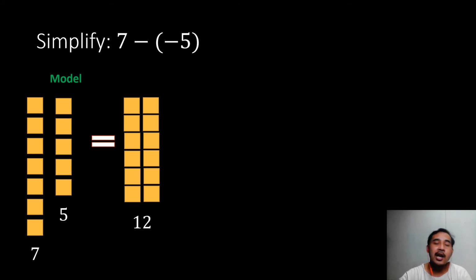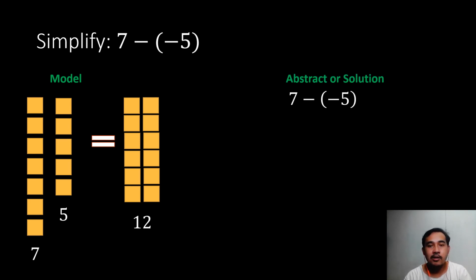Now, in abstract or solution, this is what will happen. Writing the given 7 minus -5, changing the sign of the subtrahend, 7 plus 5, and then the answer would be 12.